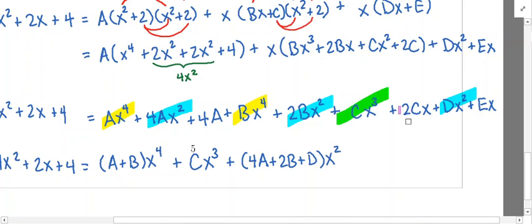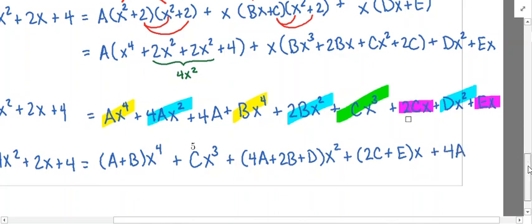Then we're going to look at just the first powers. So we have this guy, this is x to the first power, this is x to the first power. So we have 2c many x's and then e many x's. So that's going to be a total of 2c plus e many x's. And then I'm looking for anything that is just a constant. Okay, well, the only thing left is 4a. So that's going to be the constant here.